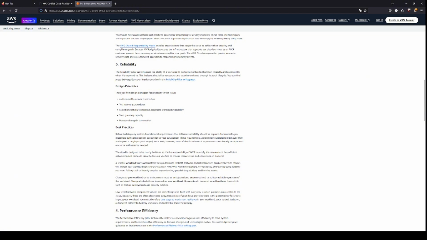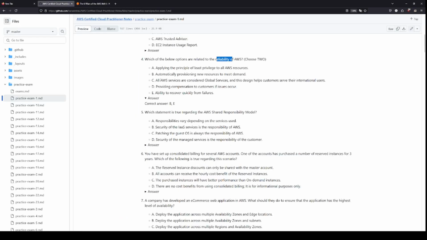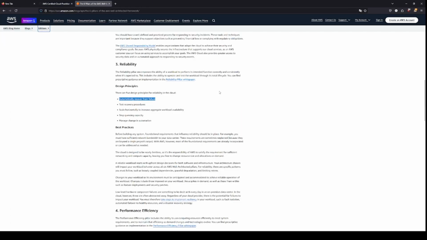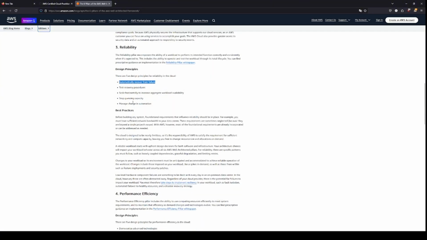So let's see. Design principles. There are 5 design principles for reliability in the cloud. Automatically recover from failure. So this is just a gap in my knowledge here, I suppose. See, because I did not think that C sounded correct, but I was mistaken about E because I thought that was elasticity, which whenever we get down to elasticity, you'll probably see why. Test recovery procedures, scale horizontally to increase aggregate workload availability, stop guessing capacity, and manage change in automation.